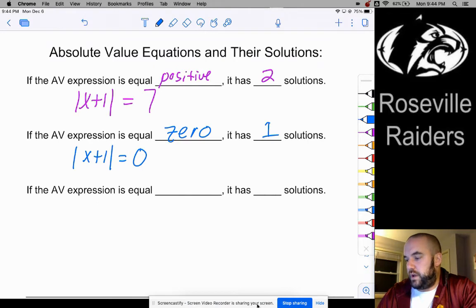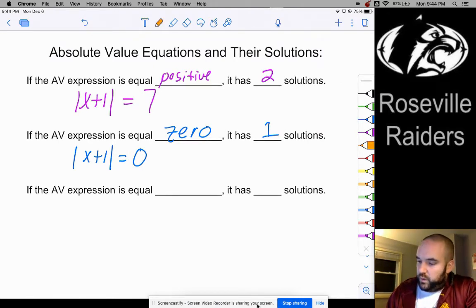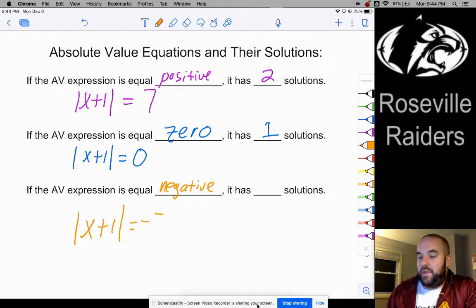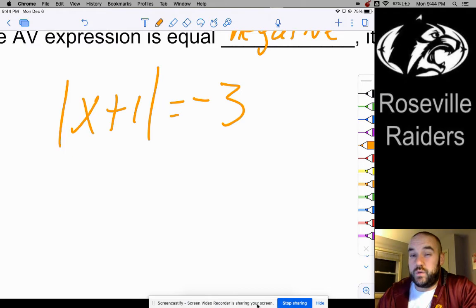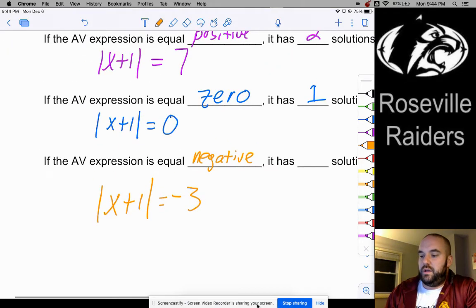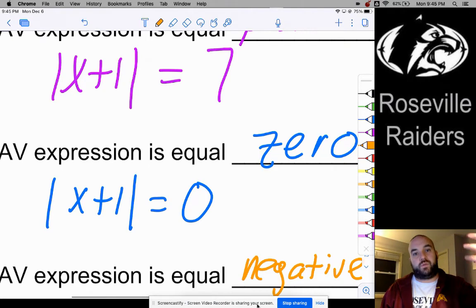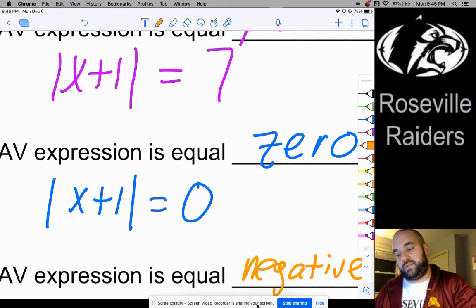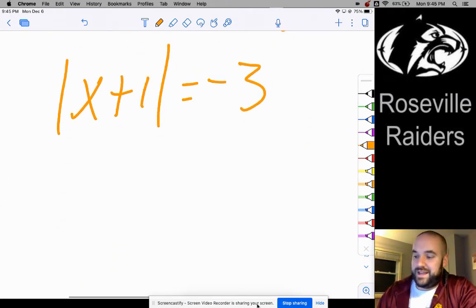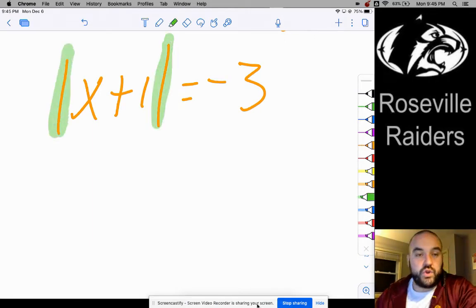And maybe you can guess what the third line is from here. The third possibility is what happens if the absolute value is equal to a negative number. So for instance, the absolute value of x plus 1 is equal to negative 3. And the reason this isn't possible, and this confuses students quite a bit, because up here, if you split this into two equations, you have x plus 1 equals negative 7 and x plus 1 equals positive 7. The issue with this is that if I take the absolute value of a number, we just said earlier, absolute value of any number will equal a positive value or at least 0.